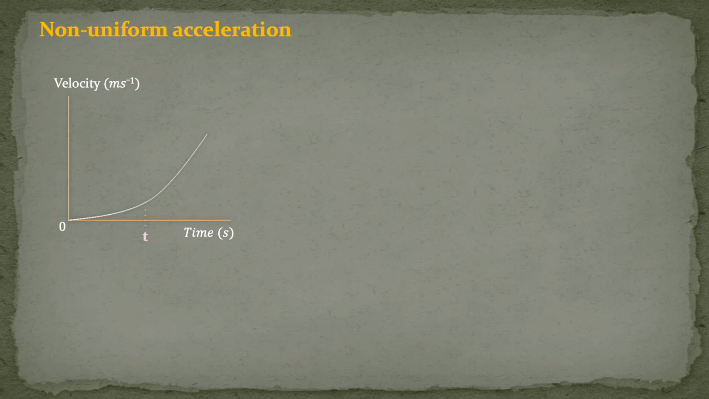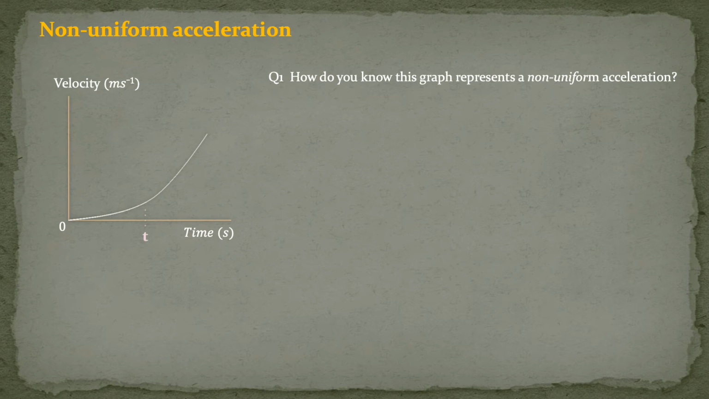We now consider a non-uniform acceleration. Look at the velocity time graph shown. How do you know that this graph represents a non-uniform acceleration? Well, a uniform acceleration would have a line of constant gradient on its vt graph. This line is clearly of changing gradient. In fact, the gradient is increasing. So this must be a non-uniform acceleration.